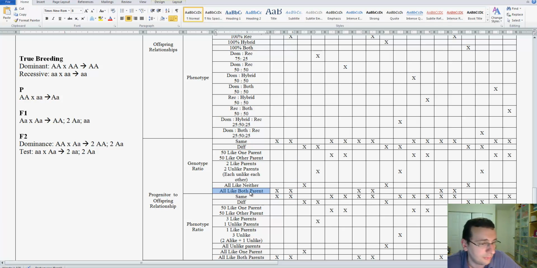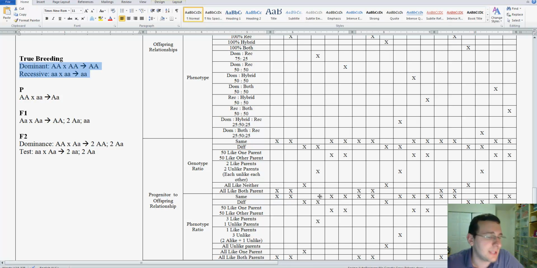Now, what if they say that all children look like both parents? See here, that's talking about this. All children here look like both parents at the same time because both parents look like the children. So that's a true breeding cross that they're talking about. And so you can identify the cross by the information they give you.